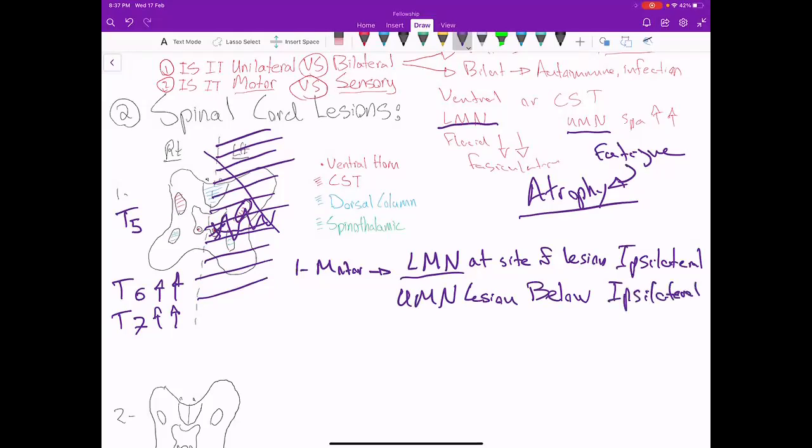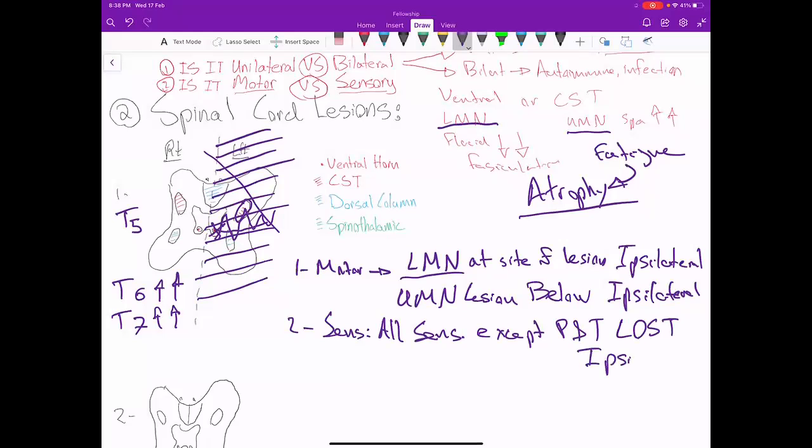Excellent. Now for sensation, what tracts do we know? We know one. We have the dorsal column. What is the dorsal column responsible for? All of the sensation except temperature and pain. Excellent. All sensation except pain and temperature will be lost. Where? Ipsilateral. Excellent.